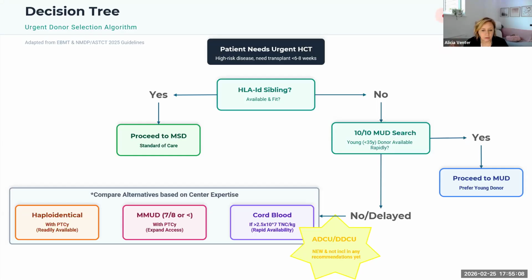But it is so new that it is not included in any international recommendations yet. So you wouldn't find anything about ADCUs if you read the EBMT or the CIBMTR recommendations, because it is that new.